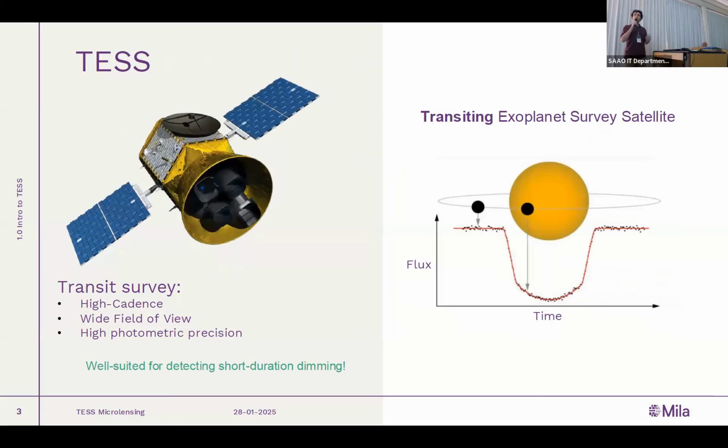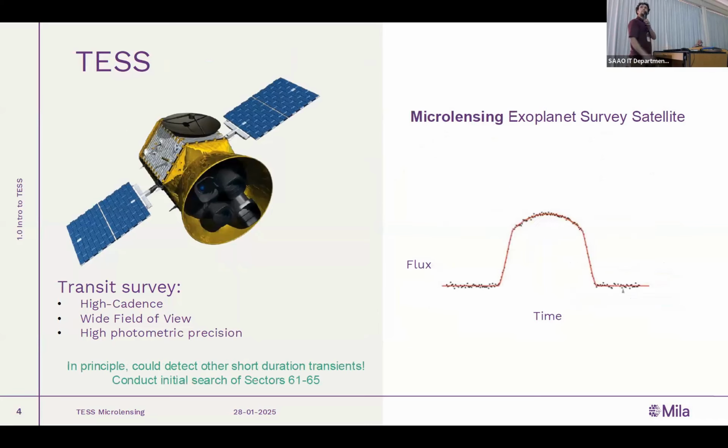So let me introduce TESS to you if you're not familiar. TESS stands for the Transiting Exoplanet Survey Satellite. And to meet its mission requirements, it was designed with a high cadence, a wide field of view, and high photometric precision, making it well suited for detecting short duration dimming due to the transit method.